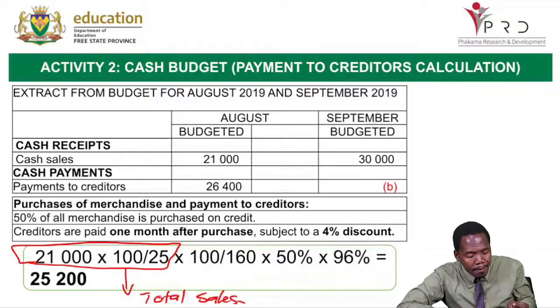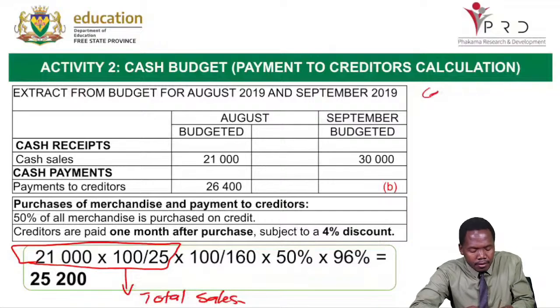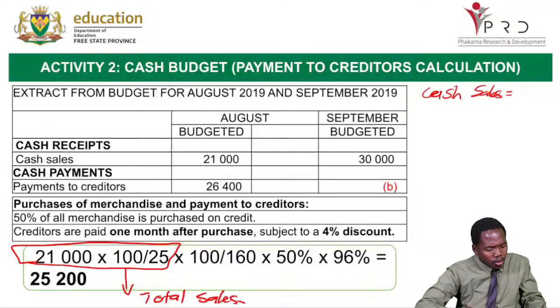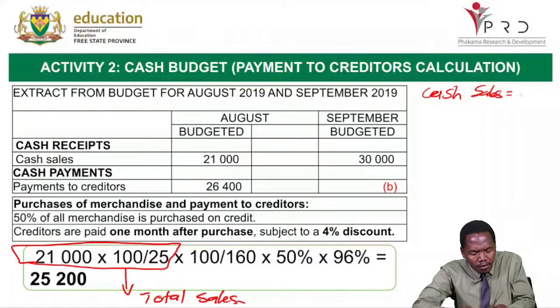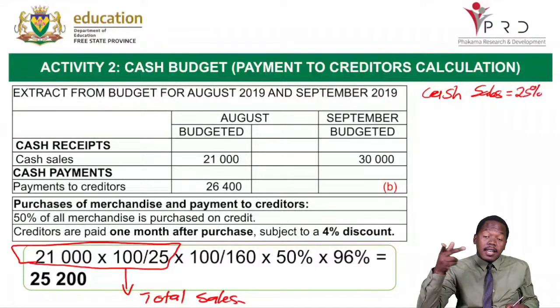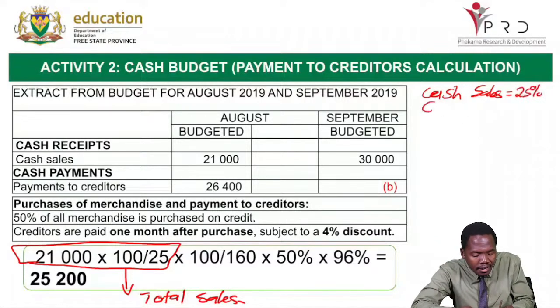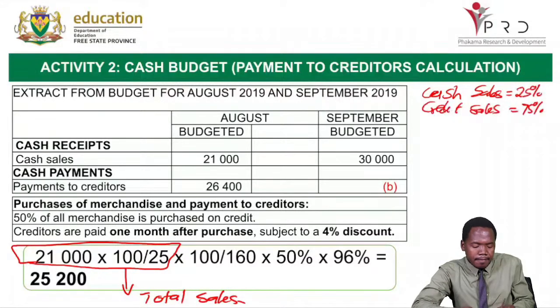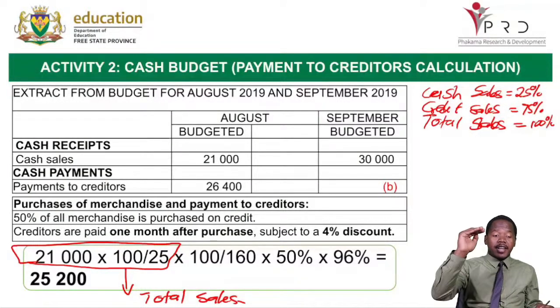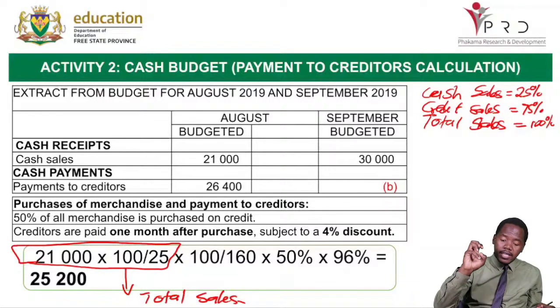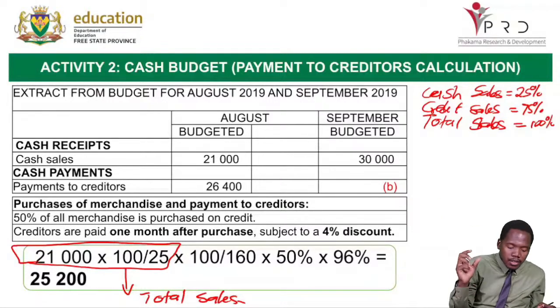Okay? Now, why am I saying so? Because our cash sales, we are told, would be 25%. If you remember, that was discussed at an earlier stage, meaning credit sales are 75%. Therefore, our total sales will be 100%. That is why we're saying 100 over 25, because we are looking for total sales, which is 100. We are given cash sales, which is 25.